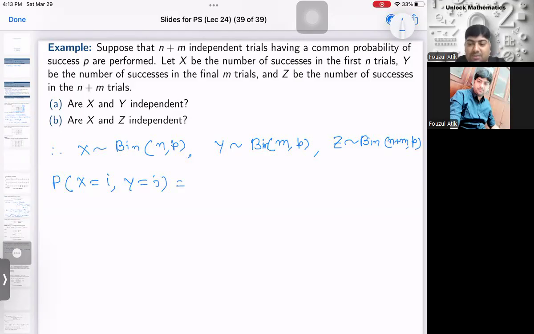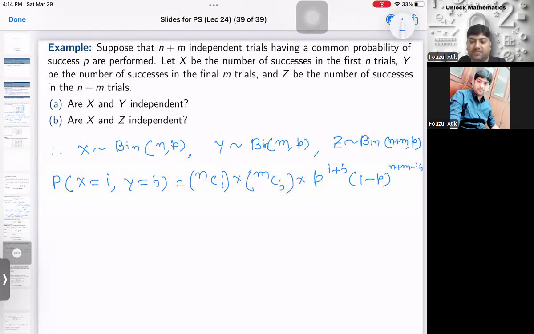How many ways can you get i successes out of n trials? nCi ways. And in the same way we have mCj, into the probability. The total number of successes you are getting is i plus j, so p to the power i plus j, and the others must be failures. But what is the probability of failure? It is 1 minus p. The total number of trials was n plus m, and i plus j are the successes, so the number of failures is n plus m minus i minus j.